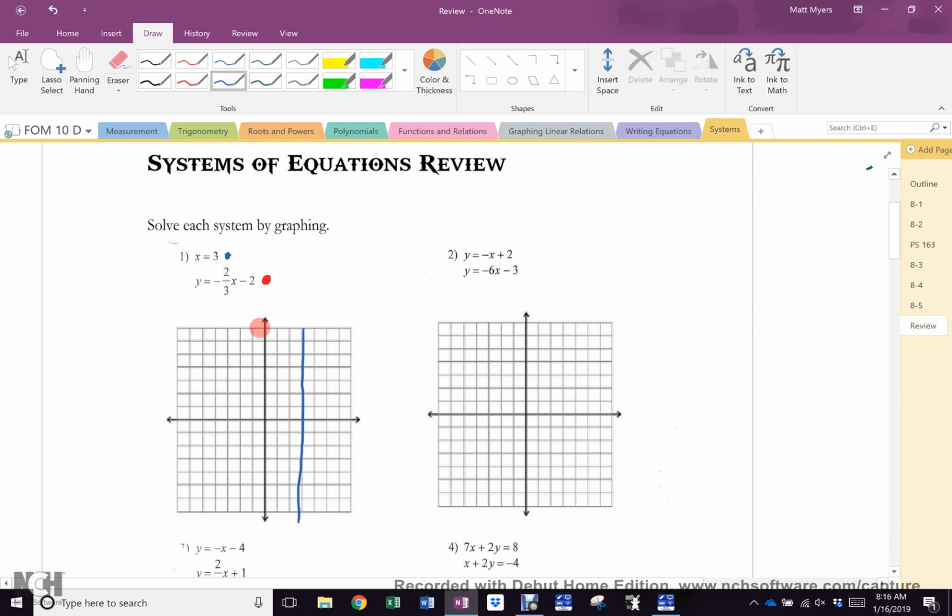X equals 3. Three, -5. All of these are worth 1 mark because all you are doing is graphing for the... It's 4. Is it? 1, 2, 3, 4. You're right, it's 4.